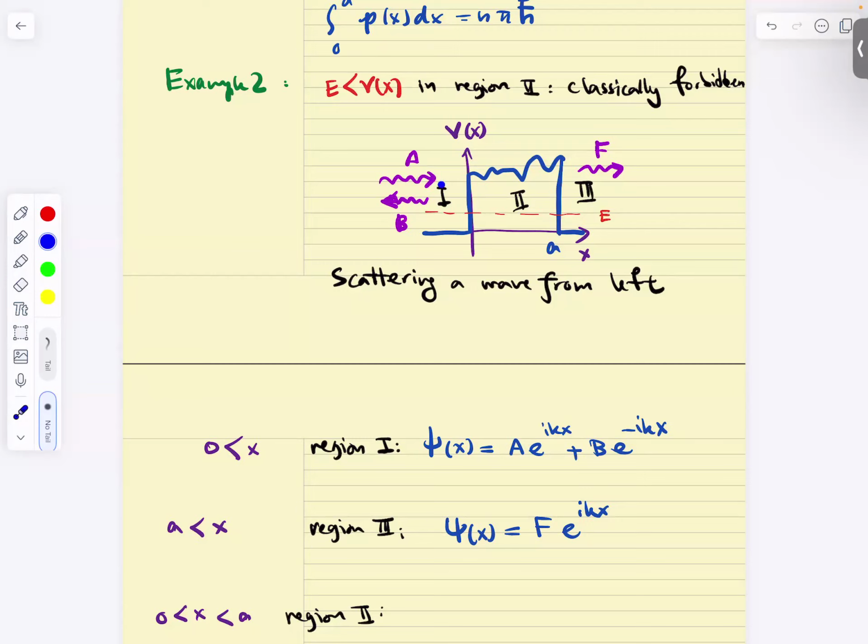So A is the incoming and B is the reflection. The solution to the Schrodinger equation on this side is going to be A e to the power of i k x, where k is chosen so that it's moving to the right, plus B e to the power of minus i k x. The minus sign means that it's moving back to the left, right? That's just a bounce.